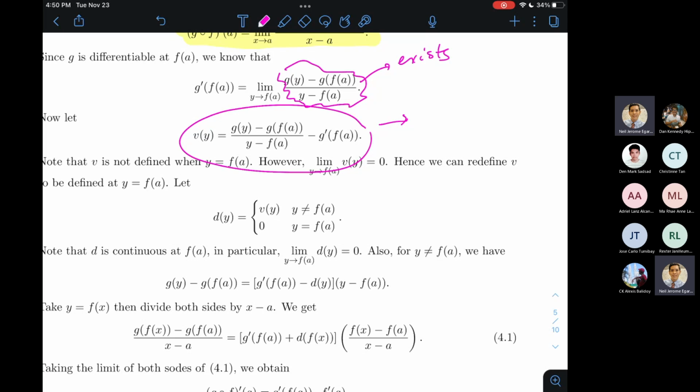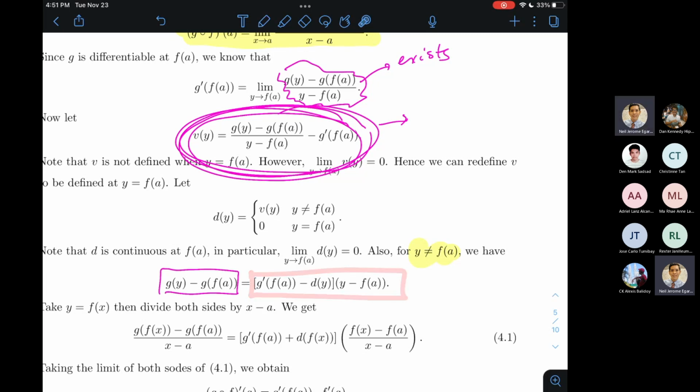since now I will be looking at what happens when I am interested at cases when y is not exactly equal to f of a, so I can actually manipulate this a little bit, okay? Tapos pwede kong isolve saan equals si g of y minus g of f of a. So from here, doing some algebra will give us g of y minus g of f of a ay equal dito. Okay? Which is fine.